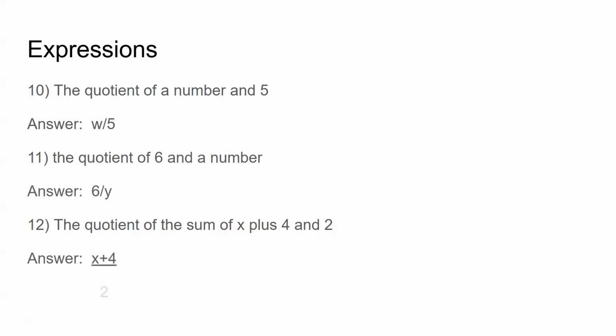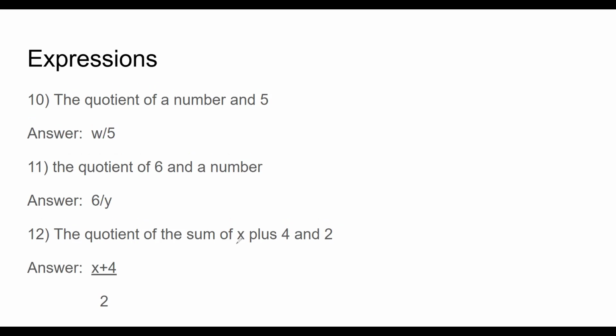The quotient of the sum, look at this one. The quotient of a sum, the quotient of the sum of X plus 4. So the sum of X plus 4, which is kind of redundant, saying sum and plus, but the sum of X plus 4 and 2. So the quotient of that. All right, and there's your quick tutorial for expressions.